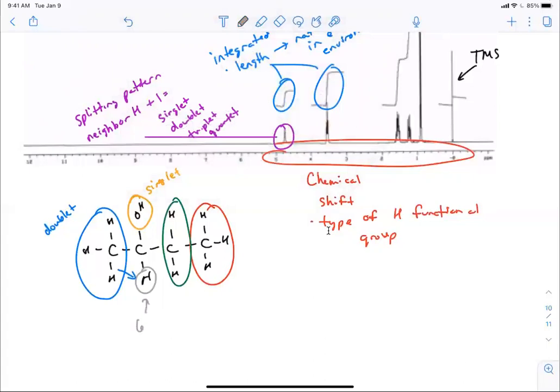You don't have to know the name of that. It's a sextet, but that's how you would figure it out. This green one has 4, so that's a quintet, and this red one has 2, so that's a triplet.